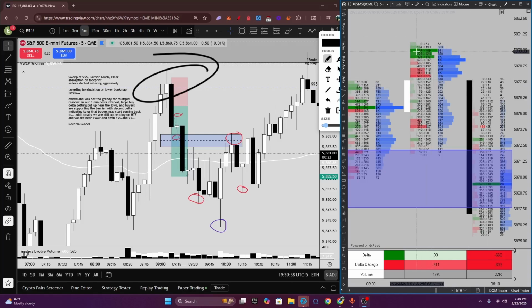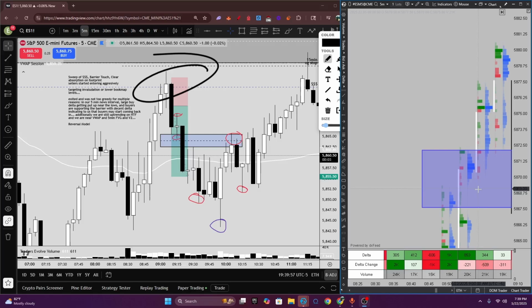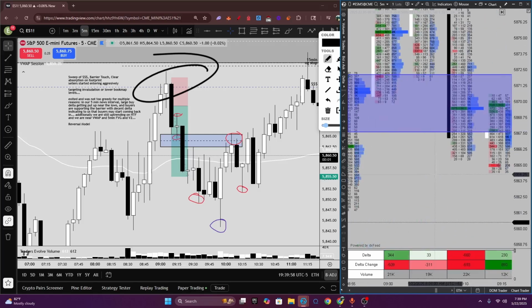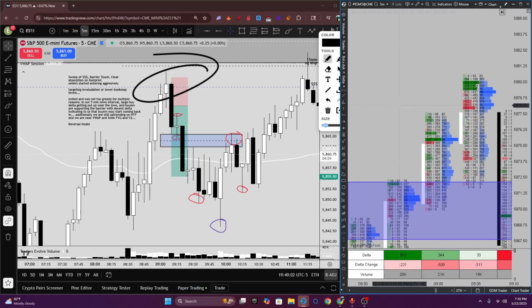So what that shows to me is that buyers are trying to break through that level, but passive sellers are defending that level, and active sellers have also contributed to defending that level, showing that selling has shown a big introduction near these highs when previously there wasn't that big of a seller introduction before.